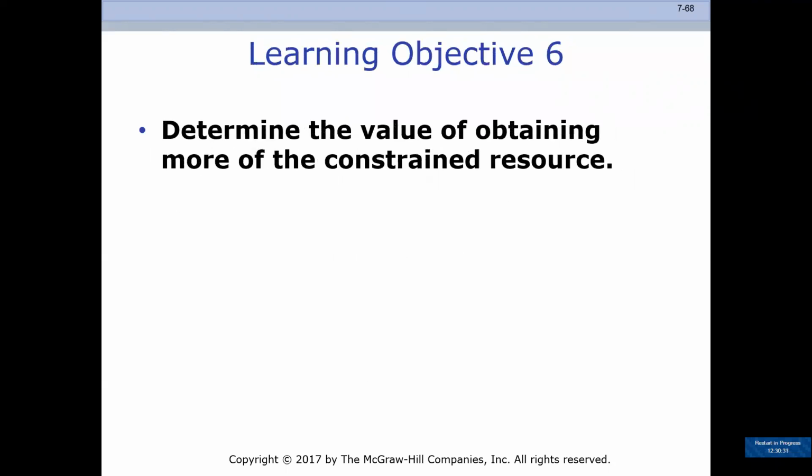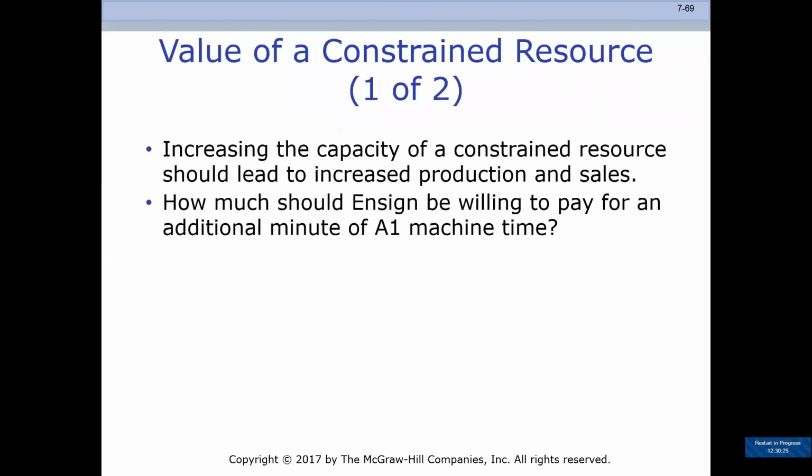Determine the value of obtaining more of the constrained resource. More time, maybe. Increasing the capacity of a constrained resource should lead to increased production and sales. How much should Ensign be willing to pay for an additional minute of A1 machine time? Let's say someone comes to you and says, I have this A1 machine. I'm going to charge you $15 for every minute you use it. Should you take the deal?